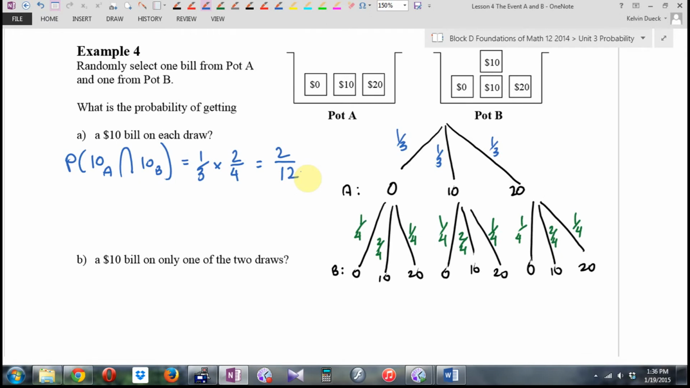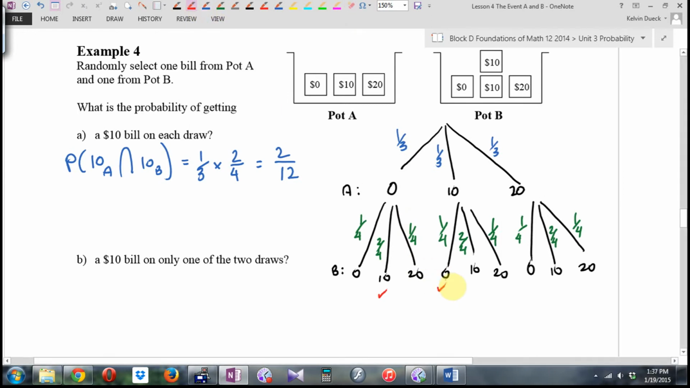Giancarlo, then can you do me a favor and read B to me? A $10 bill on only one of the 2 draws. Okay. A $10 bill on only one of the 2 draws, and I assume a 0, nothing on the other. Which branch or branches is that? It's either A or B. Ready? This branch here? This branch here? No. What about this one? Let's put a little check mark underneath here. This branch here? Here? Yes.